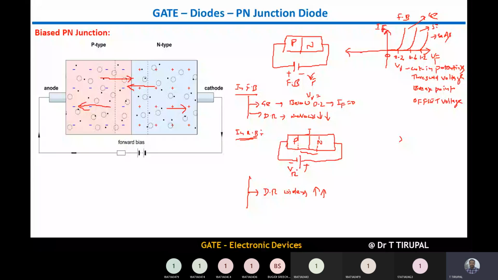And how does the current flow happen? It happens due to minority charge carriers. Whereas in forward bias, current happens due to majority charge carriers. So what are these minority charge carriers? Here in p-type, electrons and in n-type, holes are minority charge carriers.